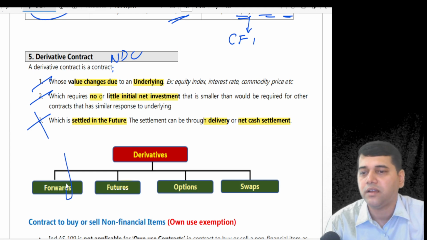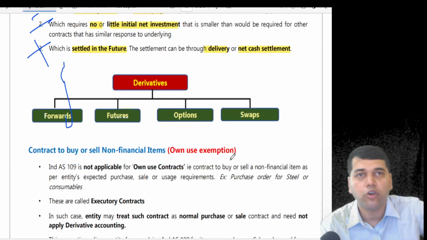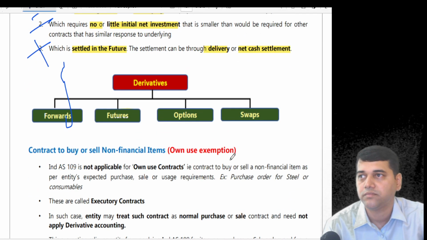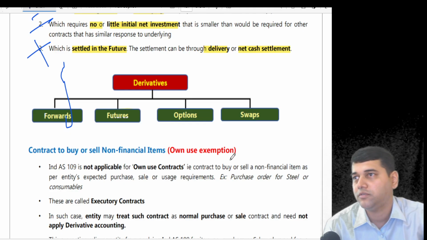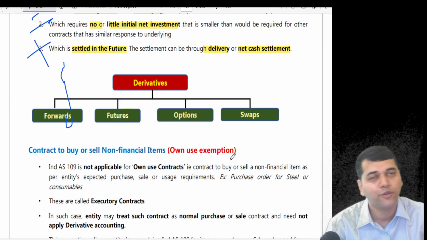Now, for example, I'll give you one simple example of a forward. Tomorrow morning, 3 o'clock, you are landing at the railway station. So, if there is no rickshaw, you are in a problem. So, what will you do?